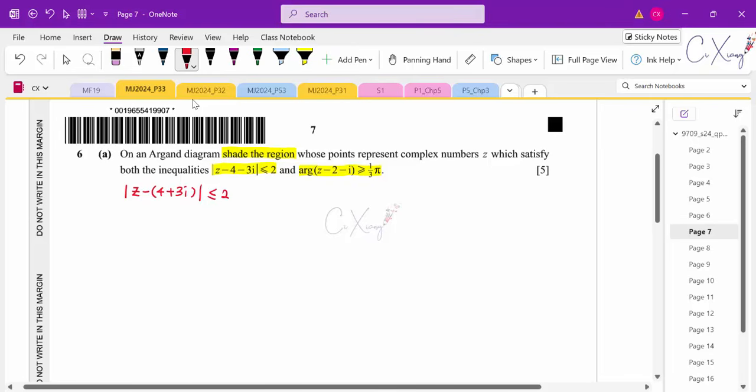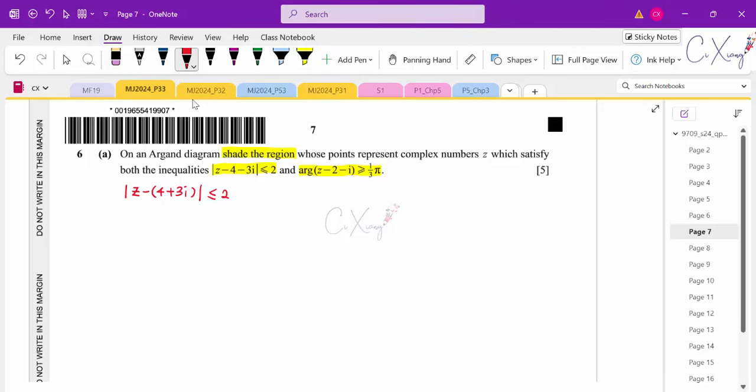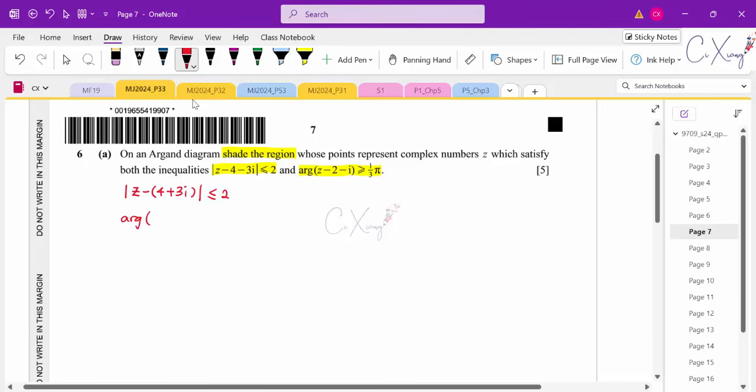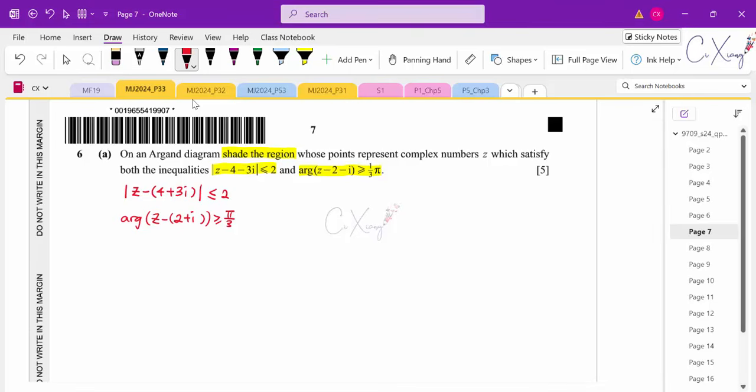So the 4 plus 3i here will be the center of the circle, with a radius 2. Then after that, for the argument part, we have argument of z minus a complex number, greater than or equal to pi over 3. So if I take out the negative already, inside the bracket it should be 2 plus i. Okay, so later we have to draw this line.